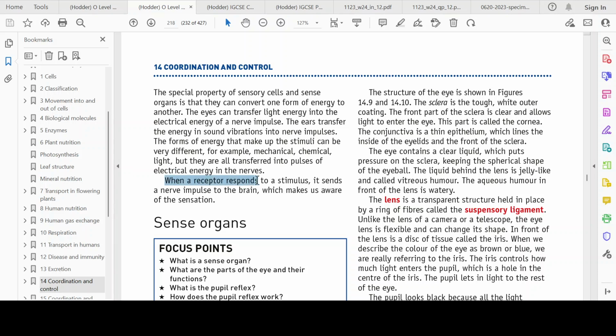So when a receptor responds to a stimulus, it sends a nerve impulse to the brain, which makes us aware of the sensation.